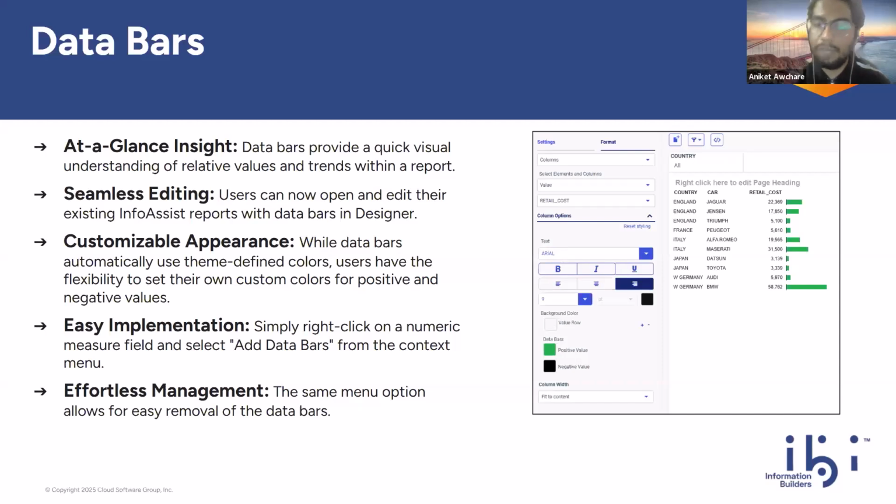And the enhancement that we have done from IA is that now you can set custom colors for positive and negative colors. So earlier in IA, it would just be gray color, but in Designer, you now have the option to set different colors. So in case if you want to set red color for negative and green color for positive, you now have that, and all of these options are available in the GUI.